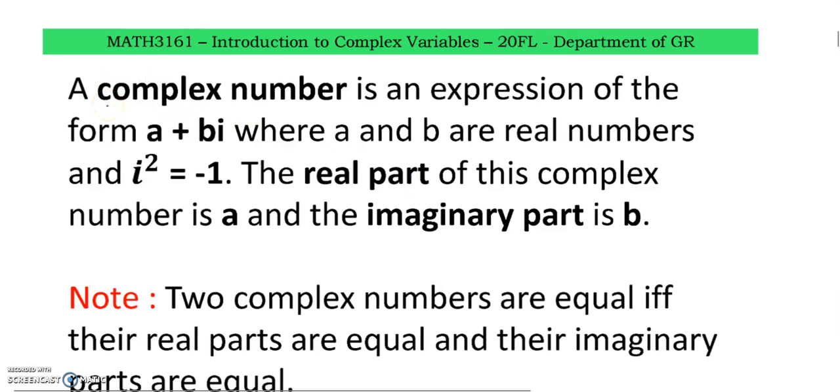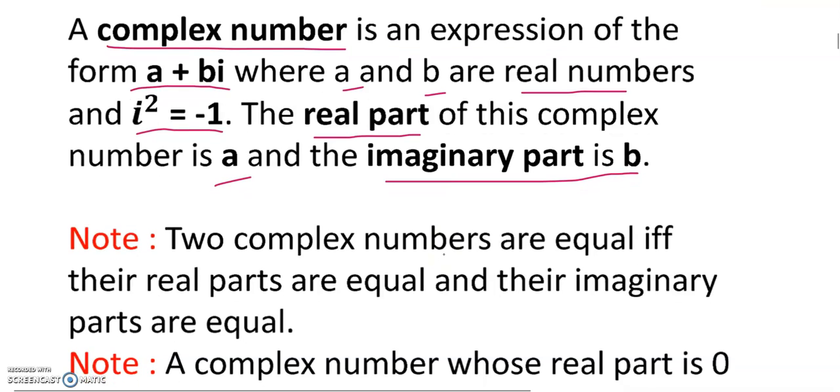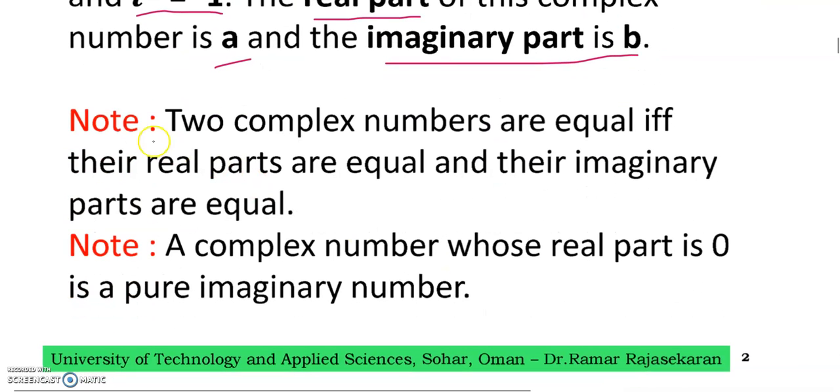A complex number is an expression of the form a plus bi, where a and b are real numbers and i squared is equal to -1. The real part of this complex number is a. The imaginary part of this complex number is b. Okay, now you see note 1.